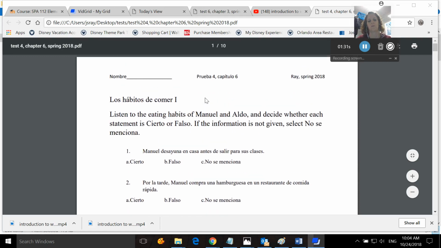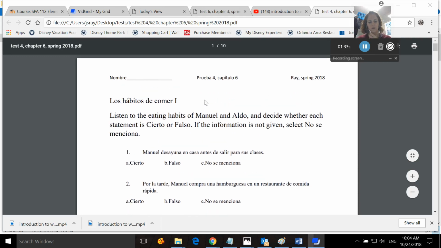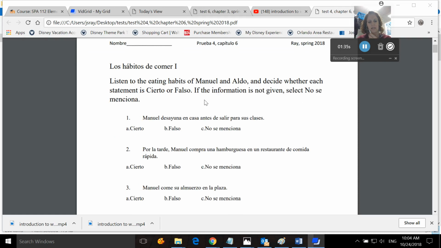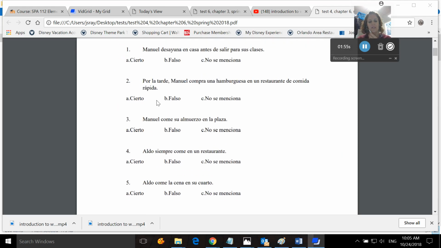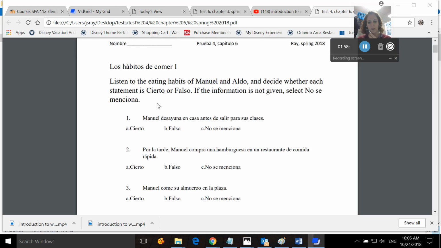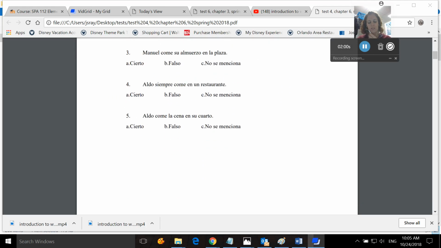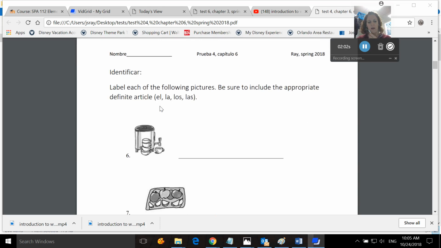Okay. So the first part is los hábitos de comer. So you're going to listen to the eating habits of Manuel y Aldo and decide whether each statement is cierto or falso. If the information is not given, select no se menciona. So I am going to read this script to my in-seat class, to my online class. You know the drill. You'll be listening to a recording of it that you can listen to as many times as you would like. Then you read the statements below and decide whether they are true or false or not mentioned based upon what was read to you.